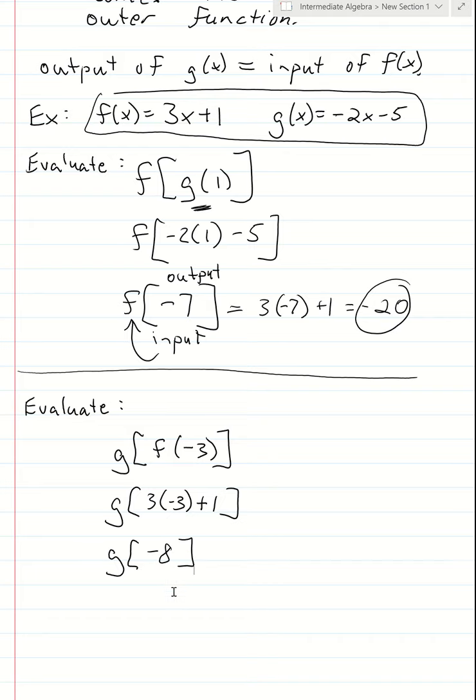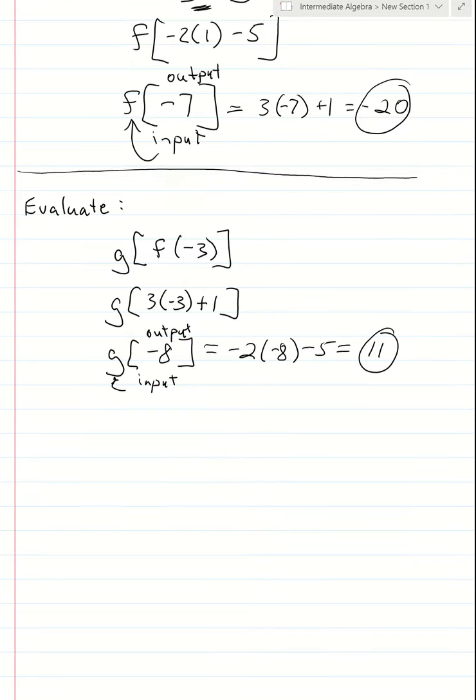That negative 8 is the output of the function f. And that will now in turn become the input of the function g. So what does g tell me to do? But take -2 times the input, and then we have to subtract 5. And in doing so, that would give us the number 11. So that would be your solution. Okay?